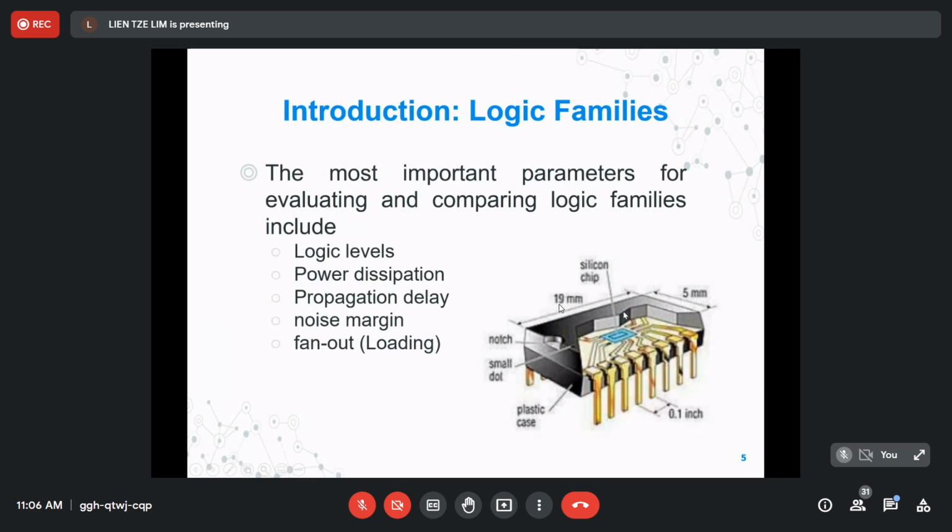The most important parameters for evaluating and comparing logic families include the logic level, power dissipation, propagation delay, noise margin, and fan out. So all these are the parameters for evaluation when we want to evaluate logic gates. Logic levels here, normally we will evaluate the level at the input and output. All these you are familiar with, so just treat it as revision. They will be discussed in brief.